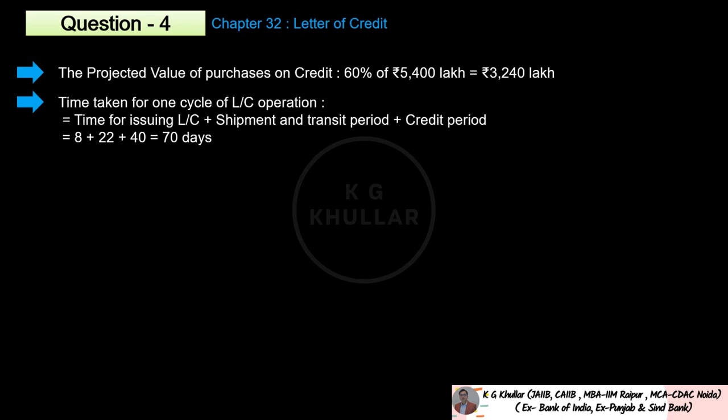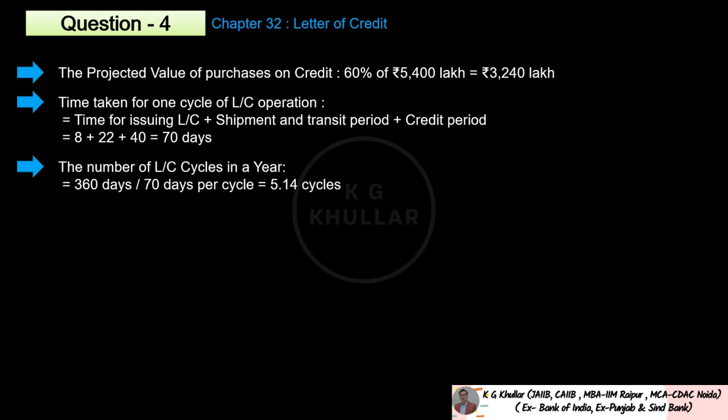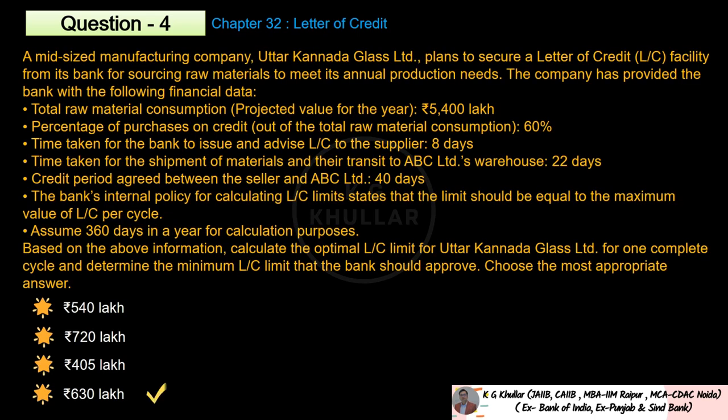Next, let's calculate the time taken for one cycle of LC operation, which will be time for issuing LC plus shipment and transit period plus credit period, which equals 8 days plus 22 days plus 40 days equals 70 days. So the number of LC cycles in a year will be simply 360 divided by 70 days per cycle equals 5.14 cycles. Thus the value of LC per cycle will be simply 3,240 lakhs divided by 5.14 equals 630.35 lakhs. I hope you got the explanation here. Thus the correct option for the given question is option D.